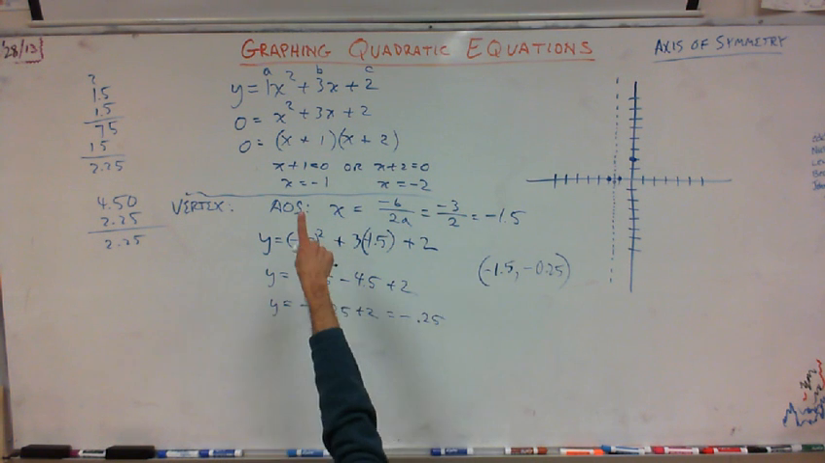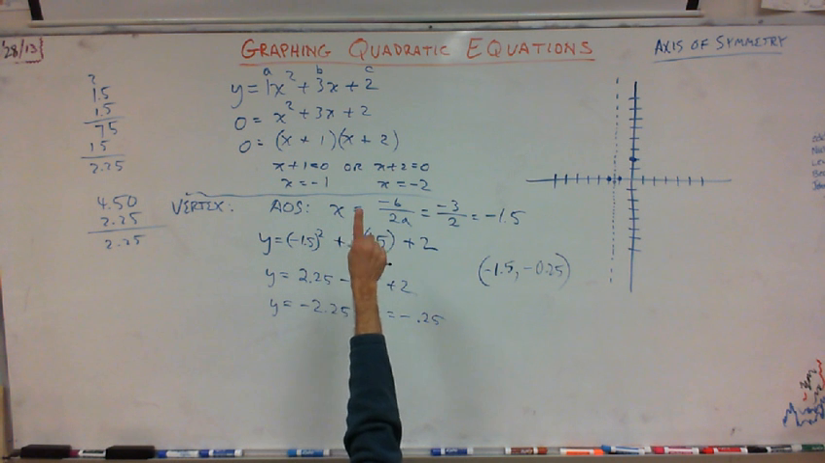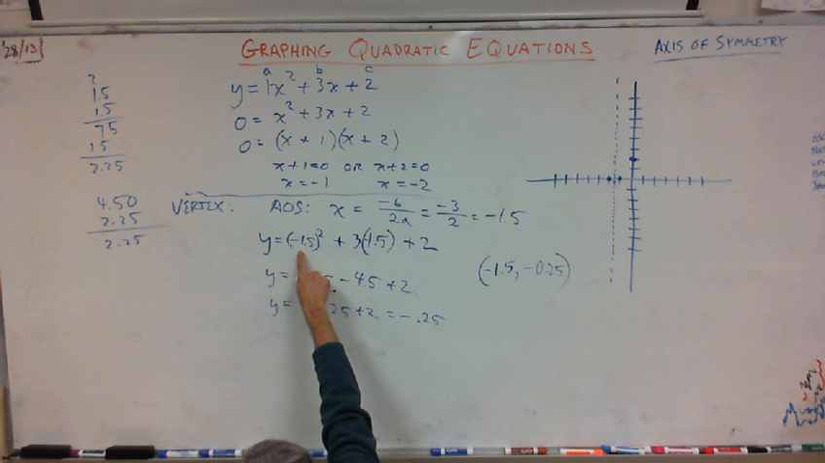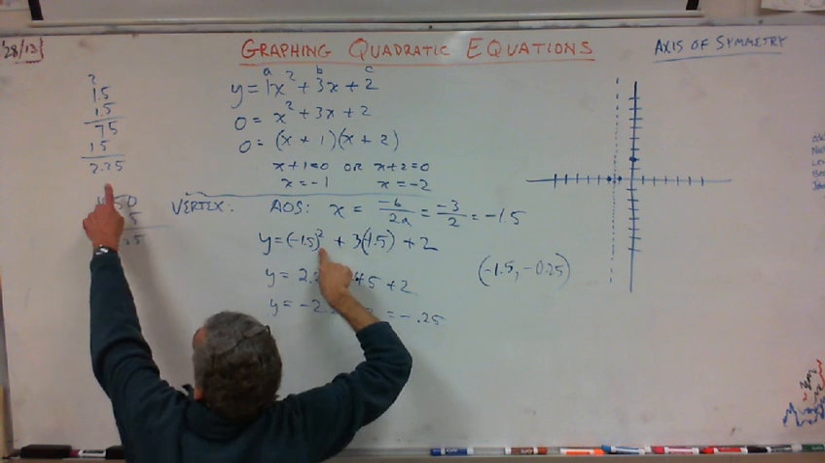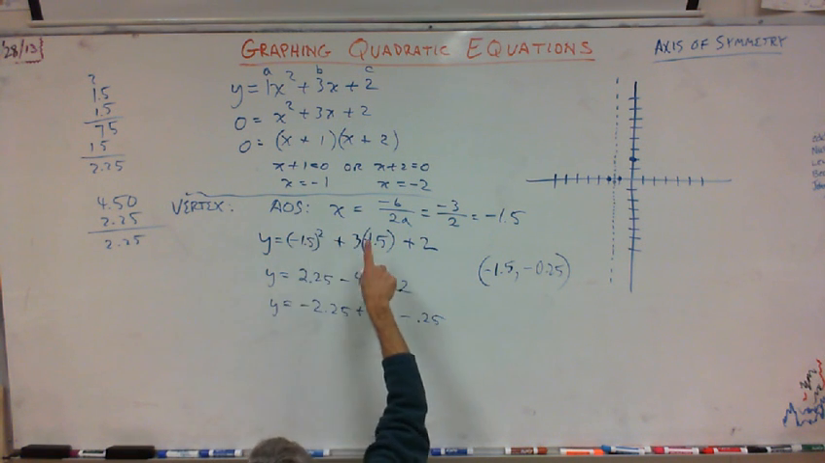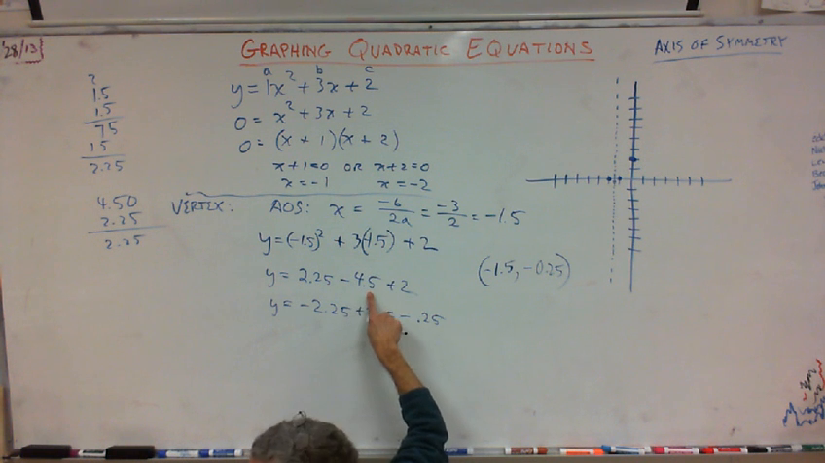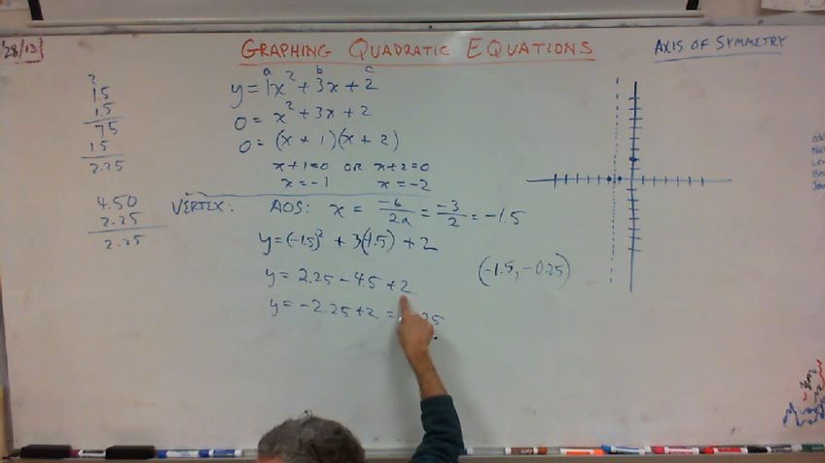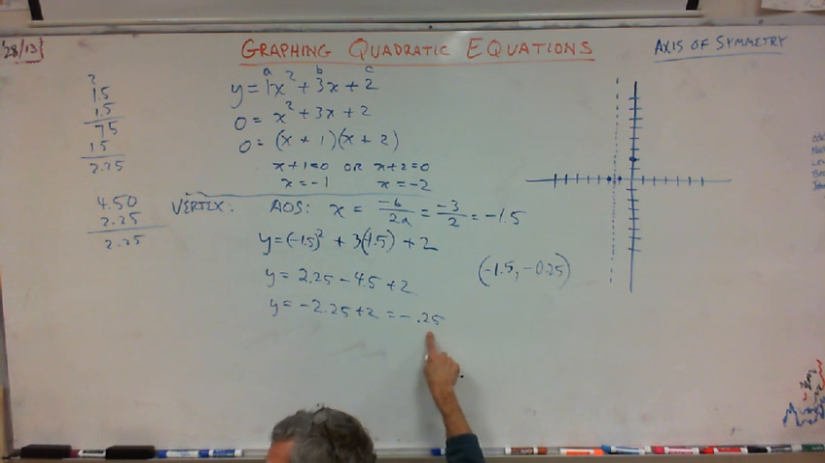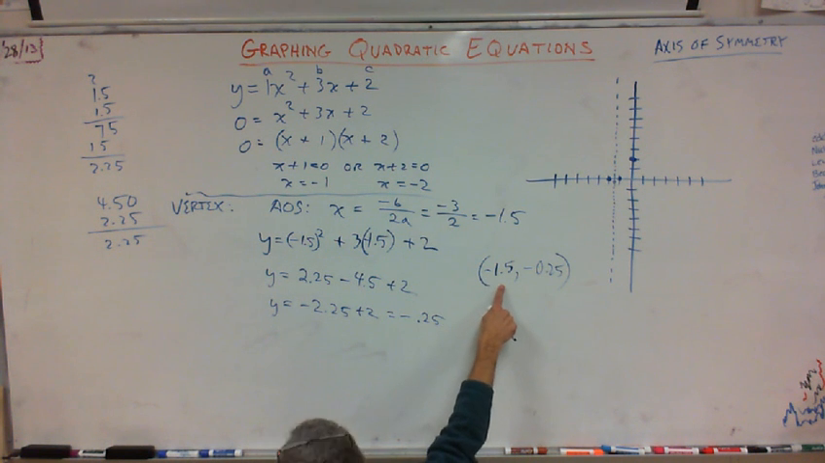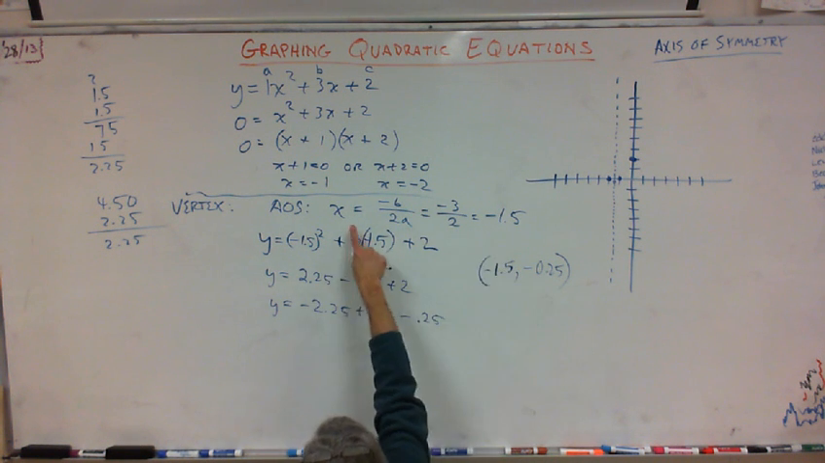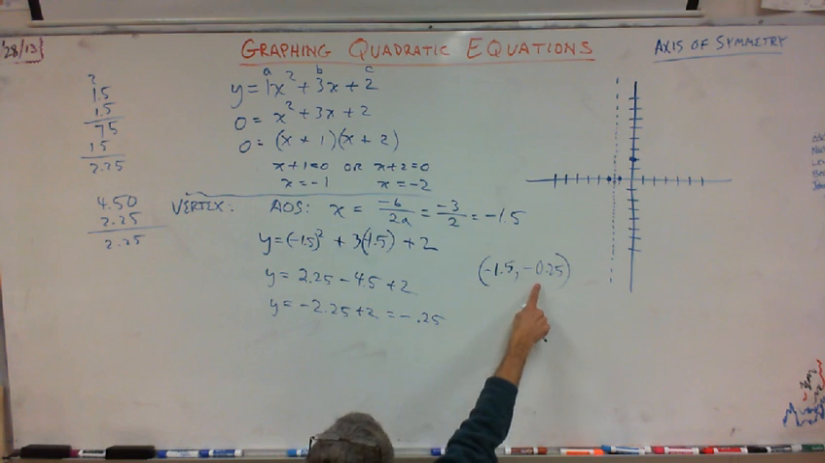Now I'm going to substitute that into the original equation, y equals x squared plus 3x plus 2. When I do that, I get y is equal to negative 1.5 squared, which is positive 2.25, plus 3 times negative 1.5, which is negative 4.5, plus 2. You can always do this mathematically or use a calculator, and you would find that y is equal to negative 0.25. So your vertex is at negative 1.5, because that's what x is, and y is negative 0.25.